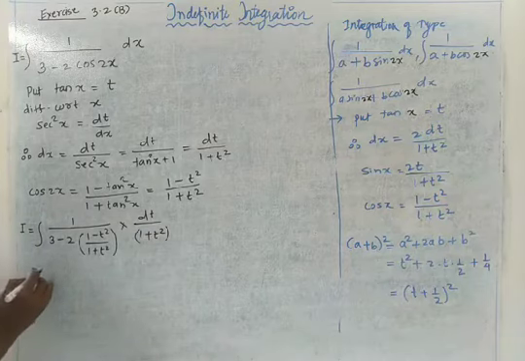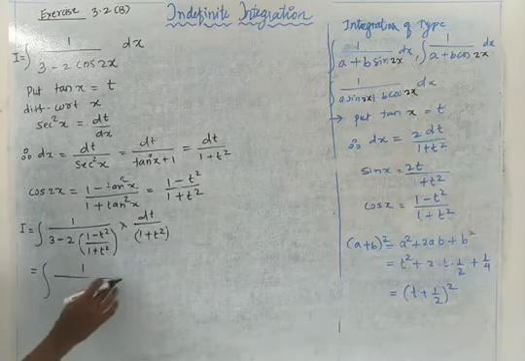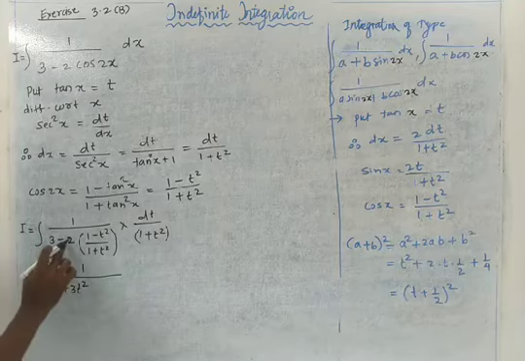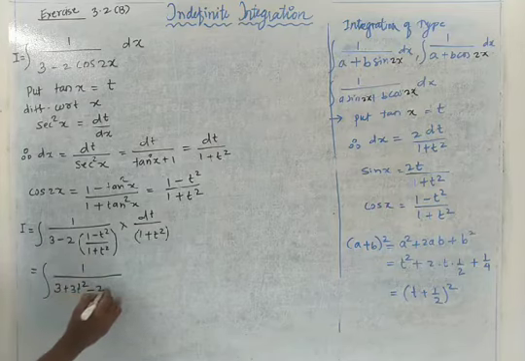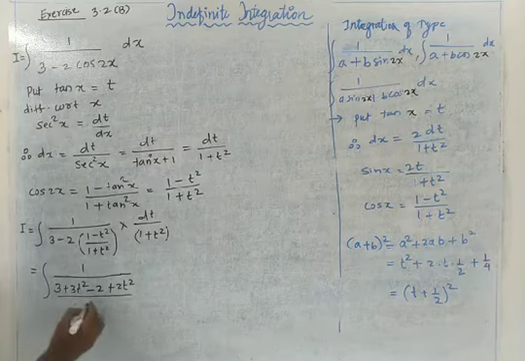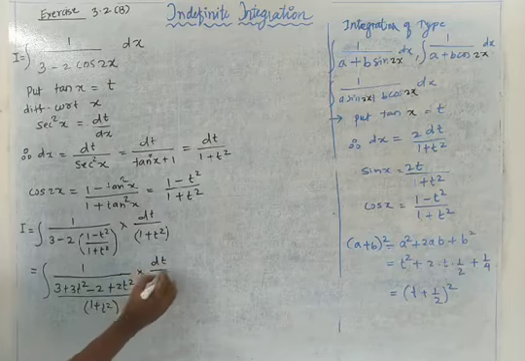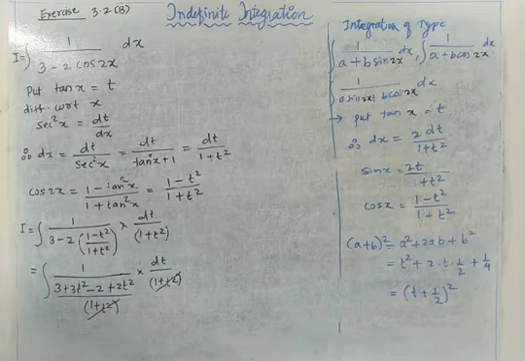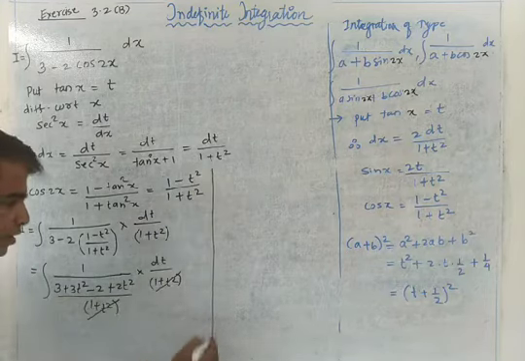Okay. So same way, start with trying to make the common denominator 1 plus t square. So what will we get? 1 plus t square you have to multiply with 3. So 3 plus 3t square. Now multiply this minus 2 inside. So minus 2 plus 2t square upon 1 plus t square into dt upon 1 plus t square. And now this denominator comes to the numerator and cancels with this 1 plus t square.